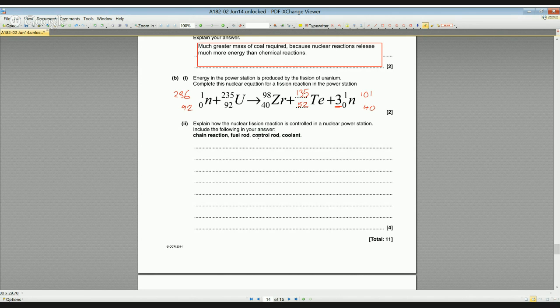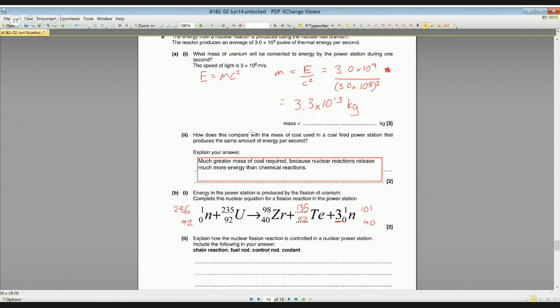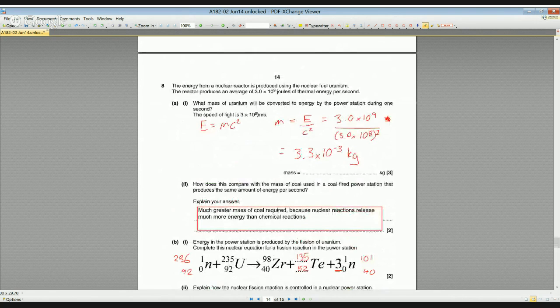I'm just reading some of the comments here. Did I say that the speed of light was 3 times 10 to the power of 8, which is what I did here. By squaring the speed of light, you end up with 9 times 10 to the power of 16. So you're doing 3 times 10 to the power of 9, which is the energy, divided by the speed of light squared.